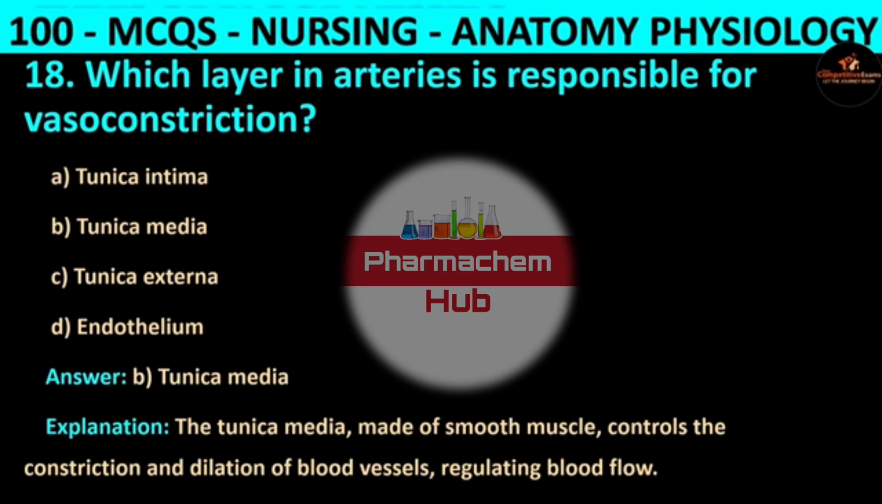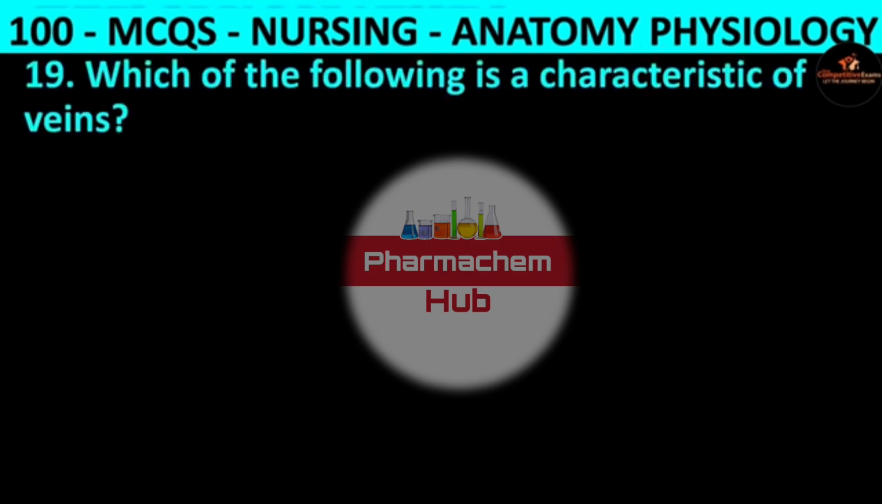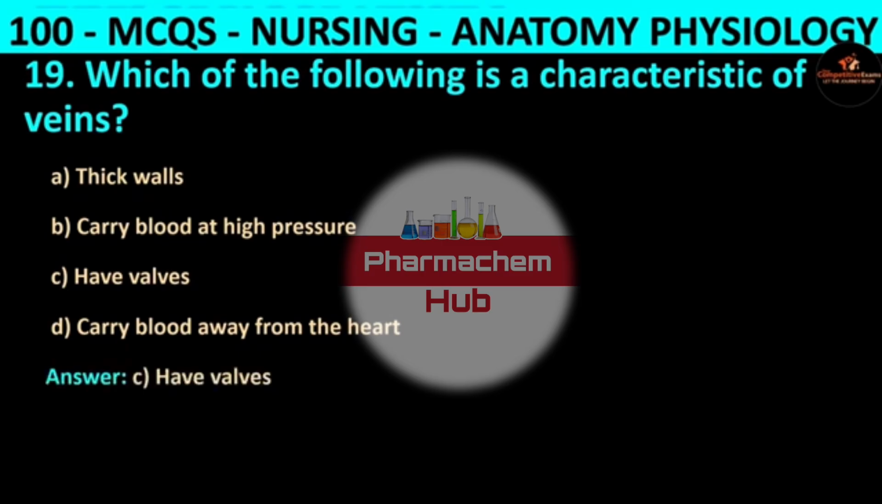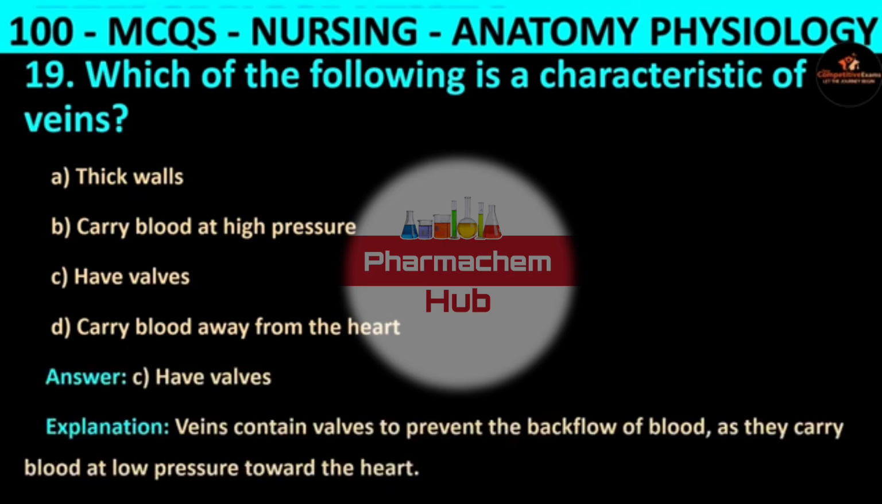Question number 19. Which of the following is a characteristic of veins? The options are thick walls, carry blood at high pressure, have walls, or carry blood away from the heart? The correct answer is C, that is have walls. Veins contain walls to prevent the backflow of blood, as they carry blood at low pressure toward the heart.